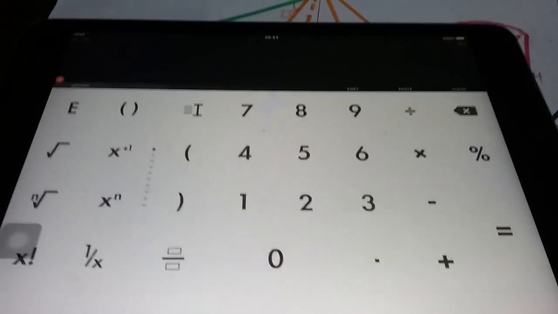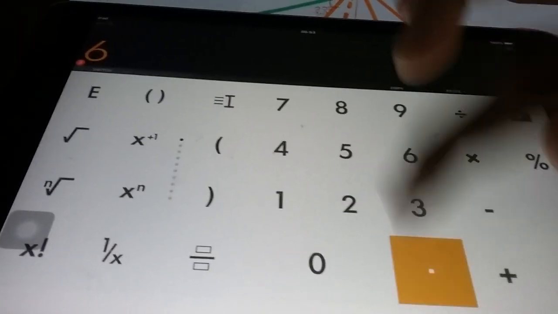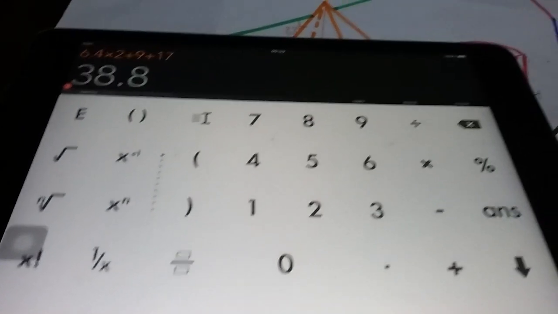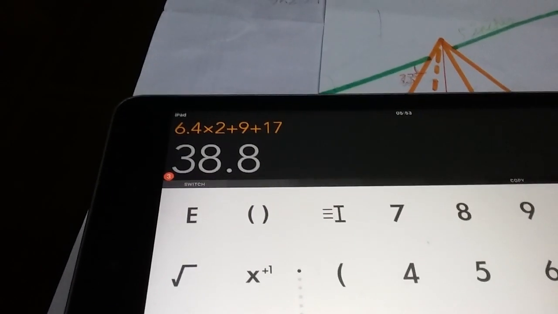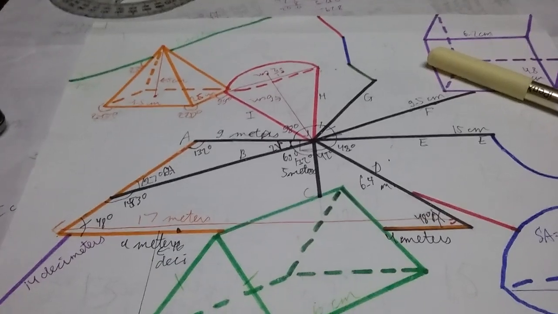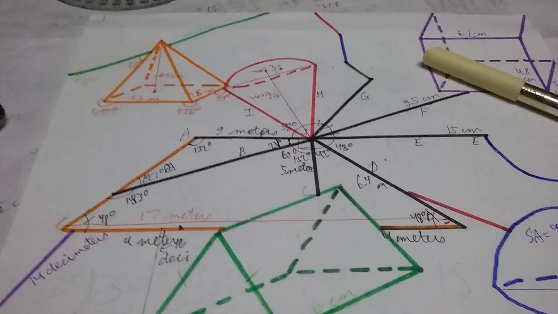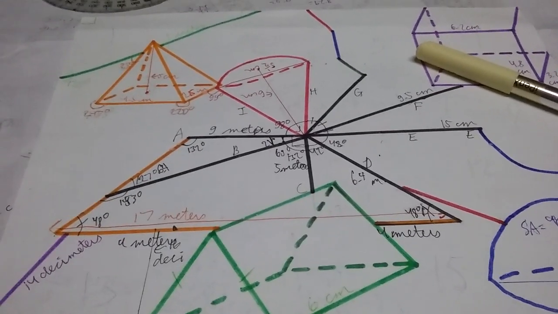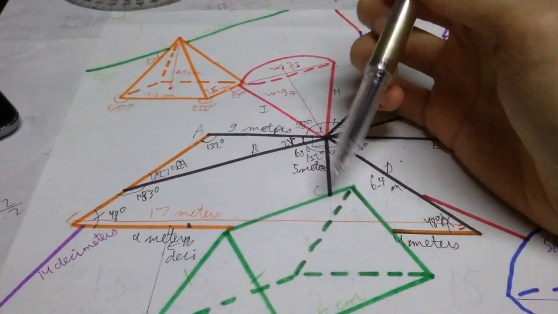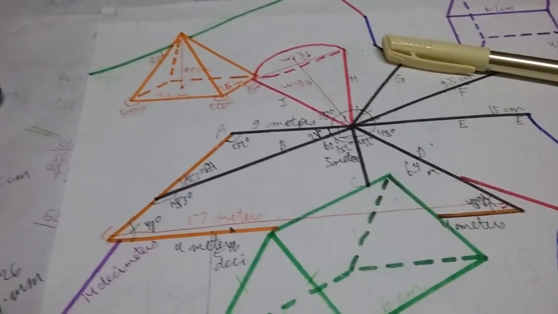Tama ba? Just like what I told you, kung ano yung measure that is duplicated, you group that. So, 6.4 times 2 plus 9 plus 17. Tama. The perimeter should be 38.8 meters. Now let's solve for the area. To solve for the area of this trapezoid, actually, we can solve for the area of 3 shaded figures. This figure, and this figure. But first, let's get the area of the entire trapezoid.